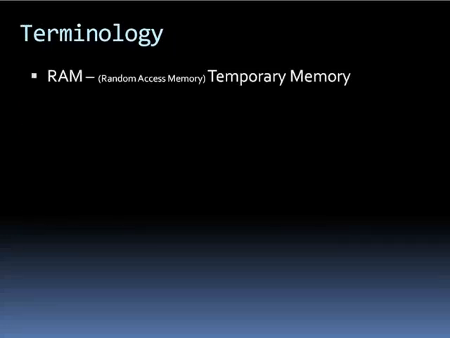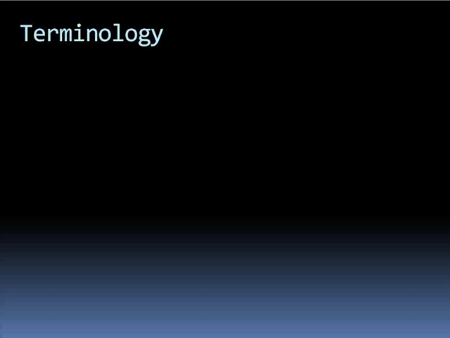Let's look at some of the terminology. RAM, which is known as random access memory. This is temporary storage on your computer. When you're working on it, it helps your computer to work faster. When you power off, it's all disappeared. If you don't save your Word document, it's in RAM and it's gone.